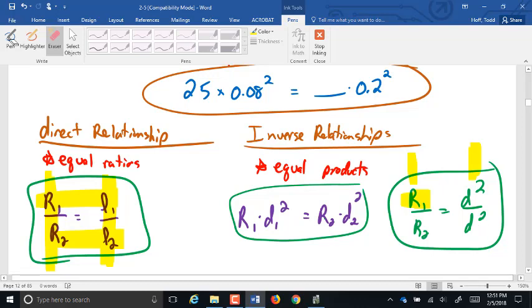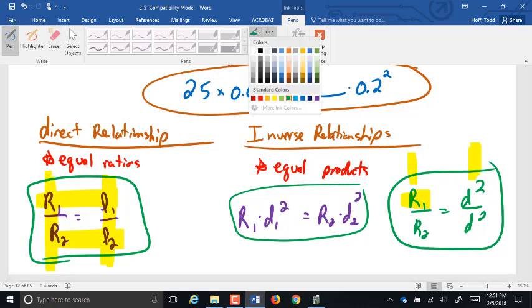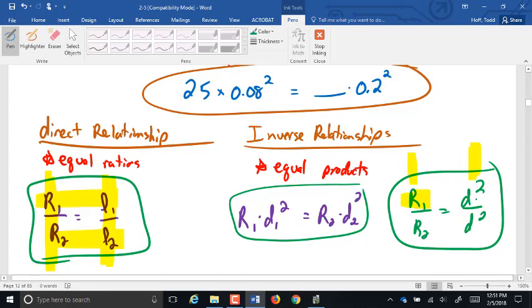I solved that, right? It should say D2 over D1. I'll give you a second to erase that in your notes.